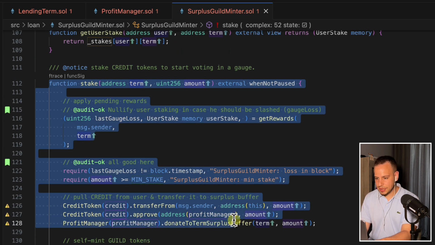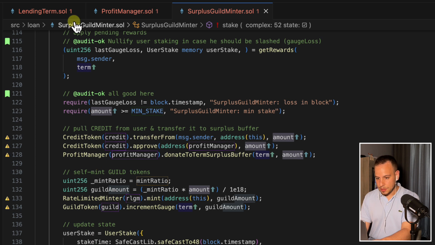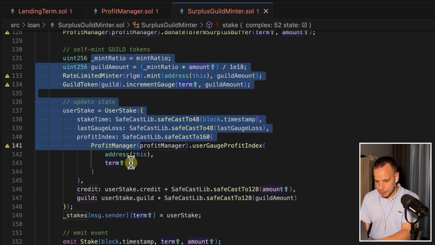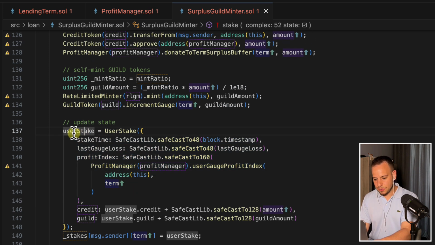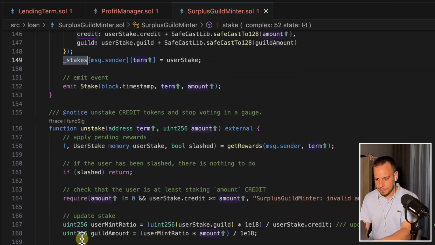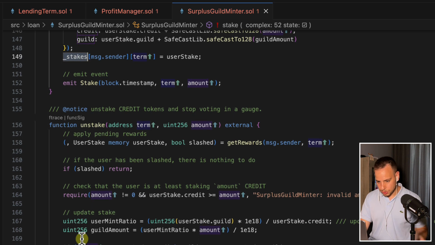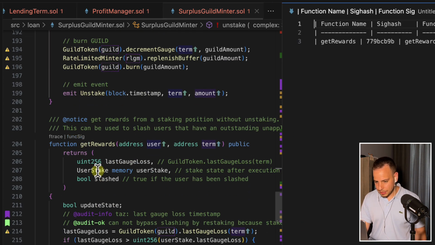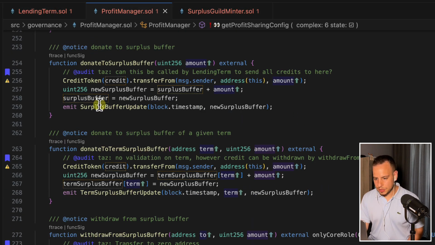Cool. So this is the stake function in Surplus Guild Minter, where you select the lending term and you put your amount of credit tokens that you want to stake. A lot of things happen inside, and a new user stake struct is being created, added to the stakes mapping. And this is how you basically support the lending term and can get also reward. You can also unstake your money, and there is a get rewards function. And all the reward calculation is based on this profit manager.